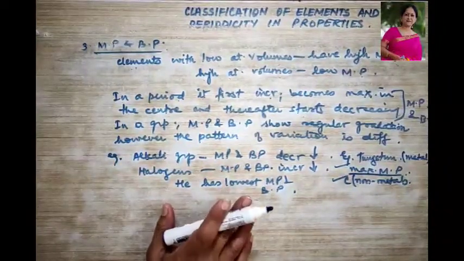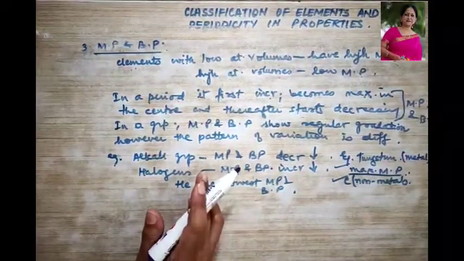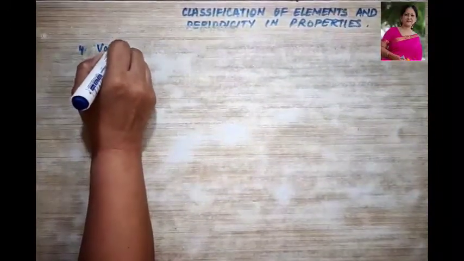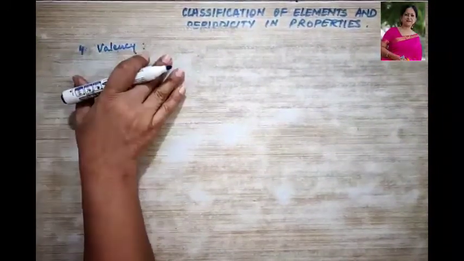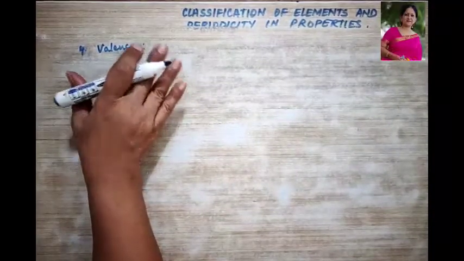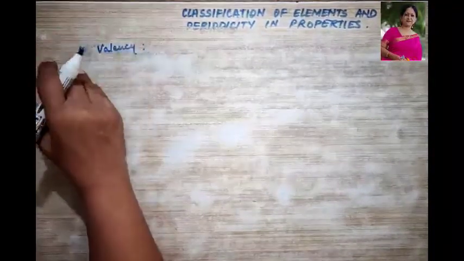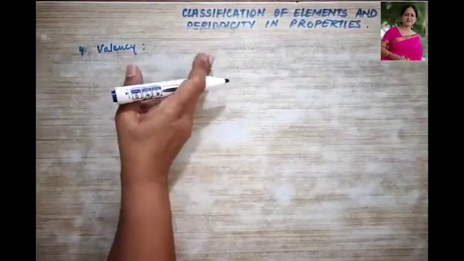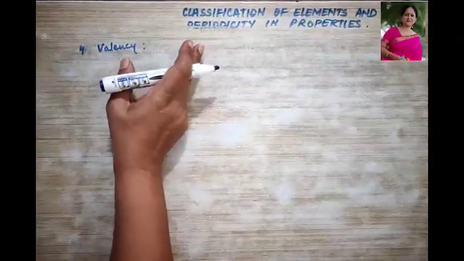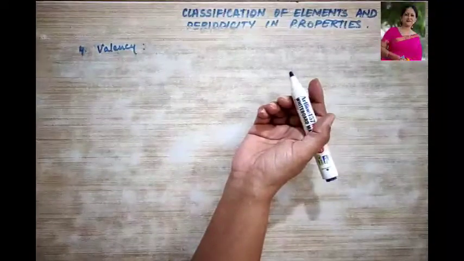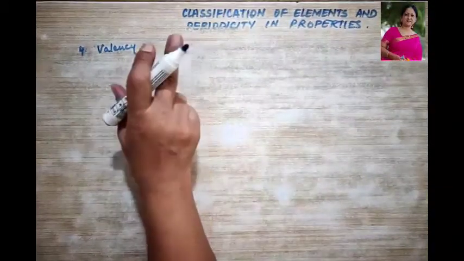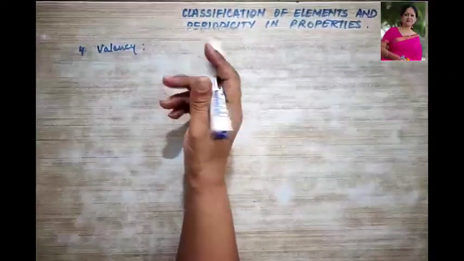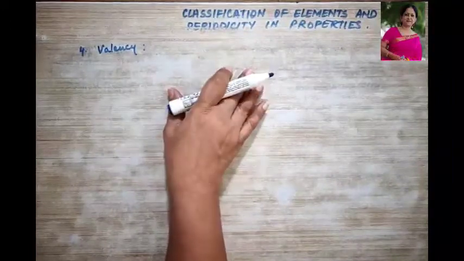Next we are going to talk about valency. You know what is valency? It is the combining capacity of an element. Now let us talk about valency. Valency is the combining capacity of an element, right? It is the number of electrons lost, gained or shared during a chemical reaction. Therefore, the valency of an element is linked with the number of electrons present in the outermost shell of an atom. Thus, the electrons present in the outermost shell are also termed as valence electrons.